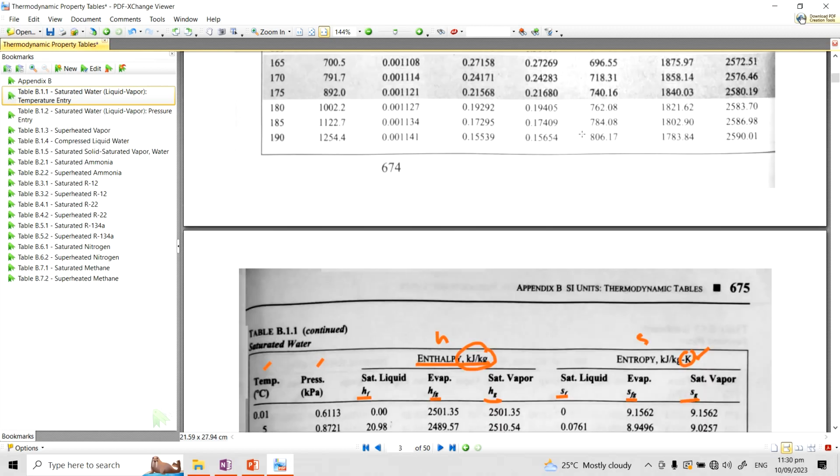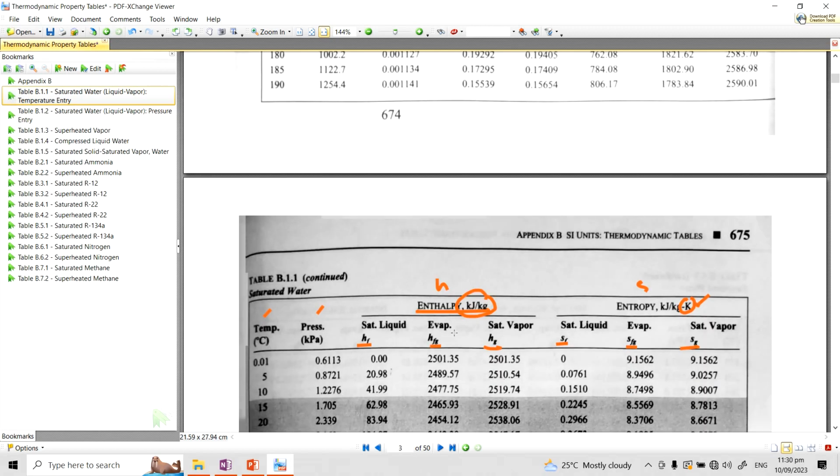So again, when you say hfg, that's the enthalpy that is needed to bring this substance from point F to point G. So that's a specific property, so kilojoules per kilogram. That is the amount of energy or enthalpy that is needed to change the phase from saturated liquid to saturated vapor.